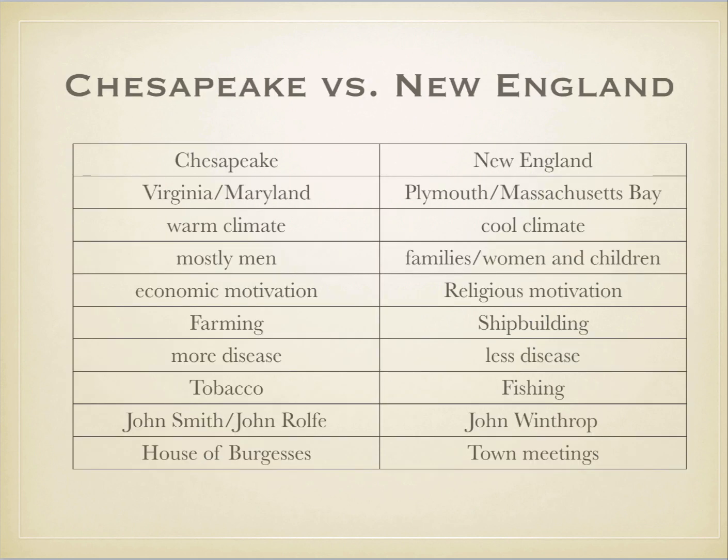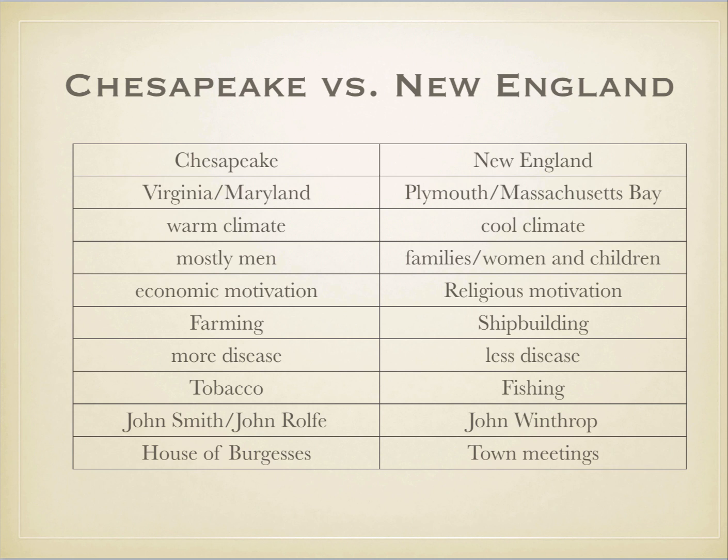So let's focus now on these first two regions, 1607 and 1620. We'll start with the Chesapeake, and that would be Jamestown, which eventually becomes Virginia. Jamestown had a warmer climate. I have a feeling you guys like to go back and forth, so we'll do it that way. The Chesapeake region is Virginia and Maryland, and it is a warmer climate. New England would be Plymouth and Massachusetts Bay, eventually becoming Massachusetts, had a cooler climate.